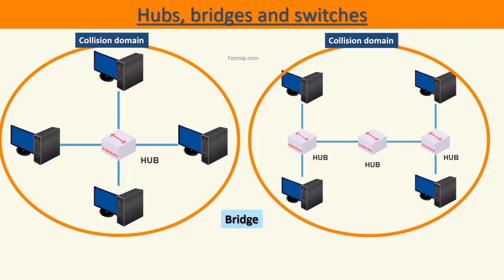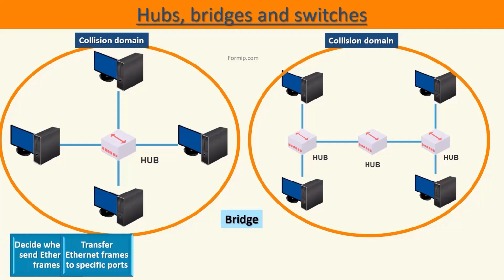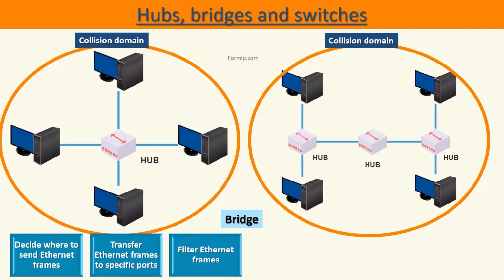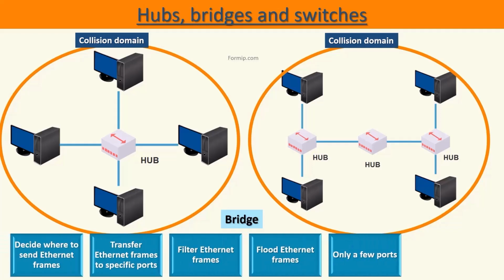The bridge has intelligence, and it works in layer 2 of the OSI model, the data link layer. The bridge is capable of deciding where to send Ethernet frames by looking at MAC addresses, transferring Ethernet frames to specific ports, filtering Ethernet frames, that is to say, removing those that are useless, and flooding the Ethernet frames, that is to say, sending them everywhere like a broadcast. On the other hand, a bridge has only a few ports, and they're very slow.